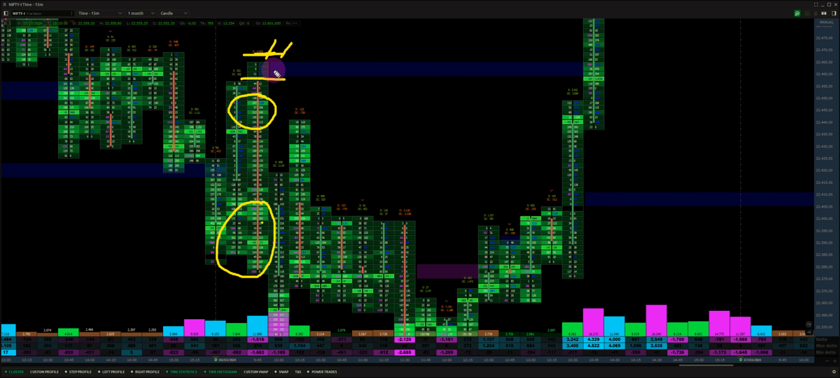So I do mark these places, but I would mark them with different colors, wherein I can expect a scalp maybe, but not a good resistance that is going to be offered because of lack of volume or lack of interaction between the buyers and sellers at this point.